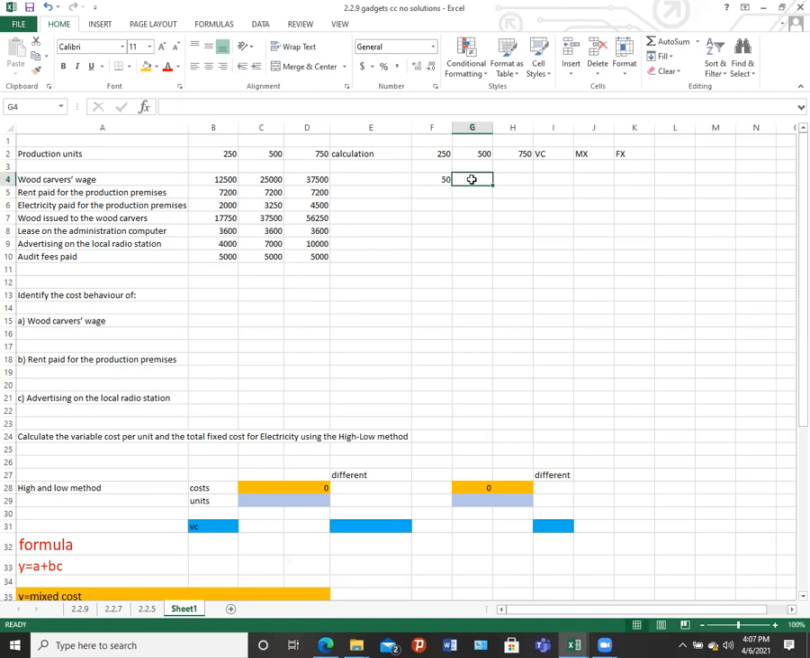For 500, you're going to take 25,000 divided by 5,000 is equal to 50. And then here we're going to take this amount and divide by related units, ne? It is 50 rand, guys. 50 rand per unit. This 50 rand is cost per unit, guys. It is a cost per unit.